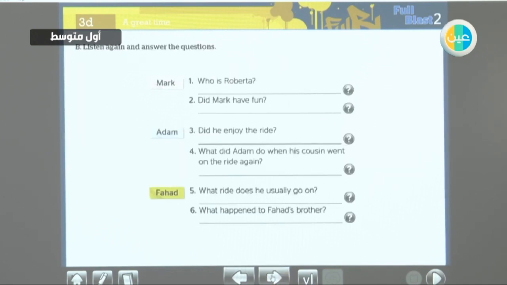Let's move to listen again and answer the questions. We have 2 questions for each of them. Mark, number 1, who is Roberta? 2, did Mark have fun?